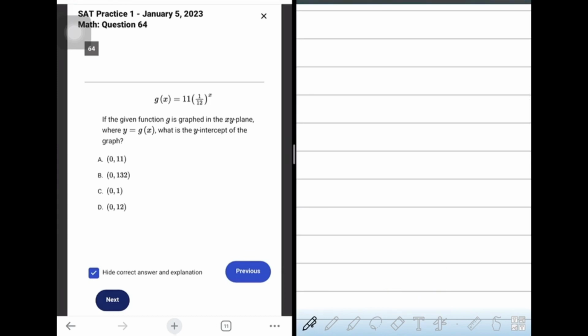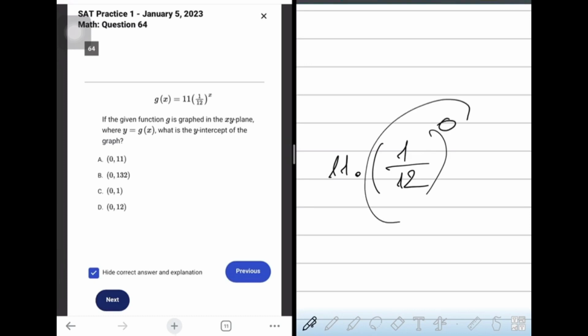If you want to find the y-intercept, we just replace x equals 0. So 11 times 1/12 to the power of 0, and this equals 1, and then the result is 11. So we choose A.